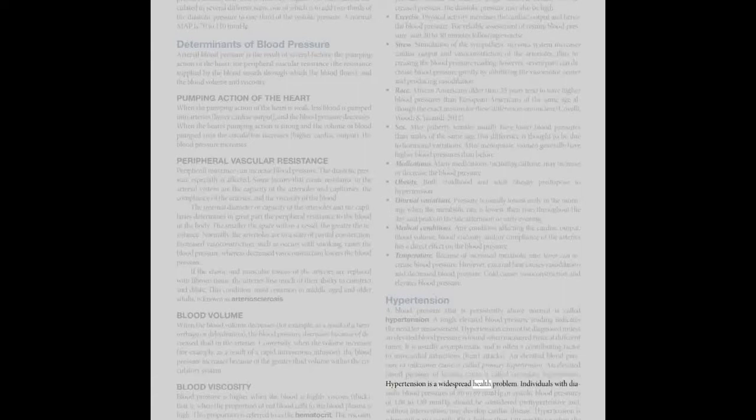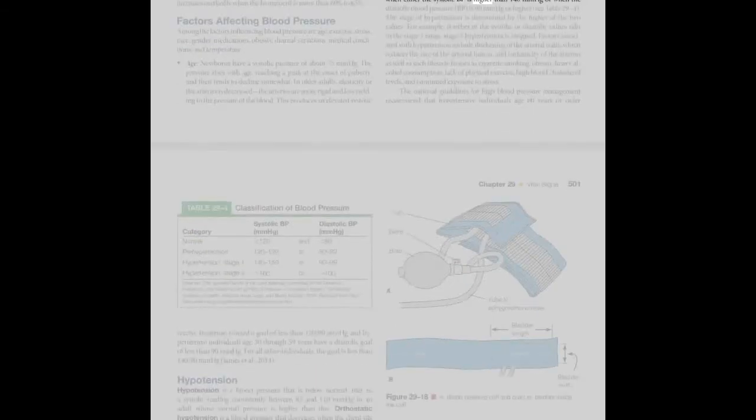Hypertension is a widespread health problem. Individuals with diastolic blood pressures of 80 to 89 mmHg or systolic blood pressures of 120 to 139 mmHg should be considered prehypertensive and, without intervention, may develop cardiac disease. Hypertension is when either the systolic BP is higher than 140 mmHg or when the diastolic blood pressure, BP, is 90 mmHg or higher, see Table 29-4.